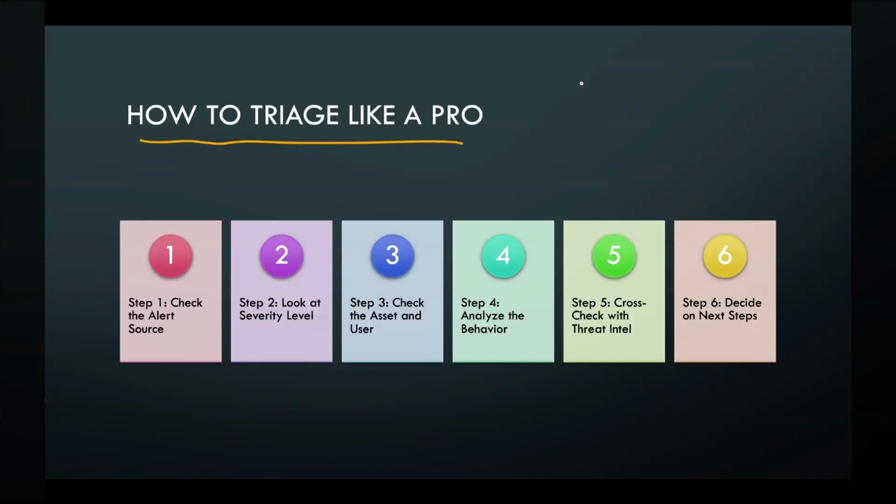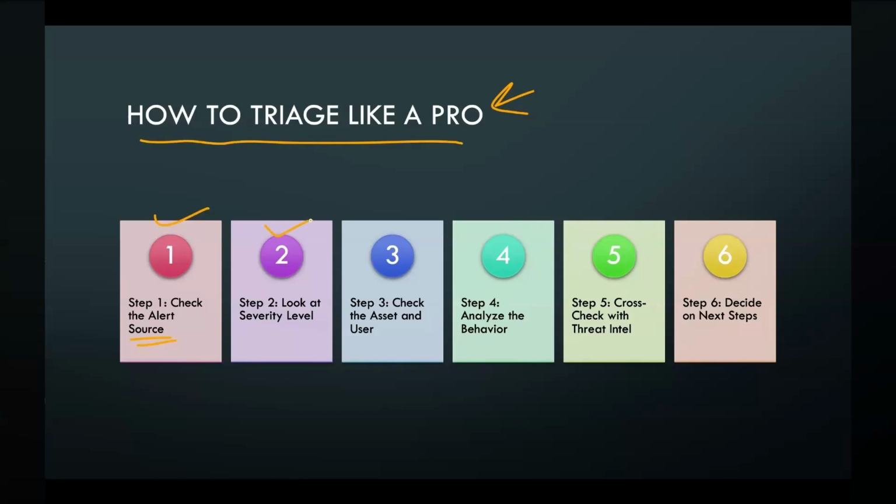All right, so how to triage like a pro? Here is a practical triage workflow you can start using today. Step number one, check the alert source. Where is this alert coming from? Is it from the SIEM, EDR, email security gateway, or firewall? Some sources are noisier than others, so get familiar with what each tool spits out. The pro tip here is SIEMs often consolidate alerts, but EDR tends to be more endpoint focused and detailed.